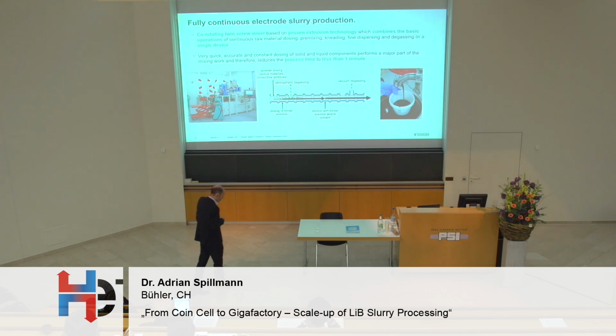So our solution, the Bühler solution, is based on a co-rotating twin screw extruder, which basically combines the continuous dosing of the raw materials, so the powders and liquids, the premixing, fine dispersing, and even degassing in a single device, fully continuously. So the main difference compared to the batch mixing process is the short mixing time. So we're talking here about 1 minute of mixing only. And then the final product comes out of the mixer.